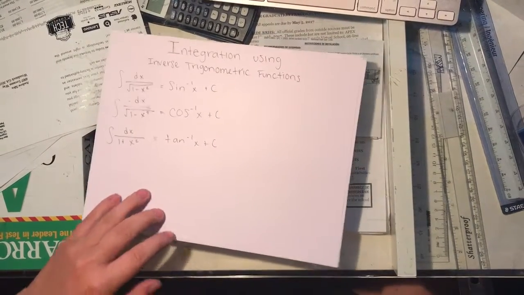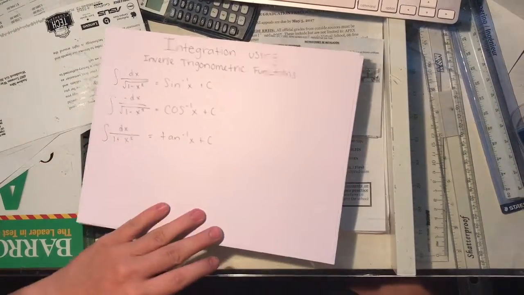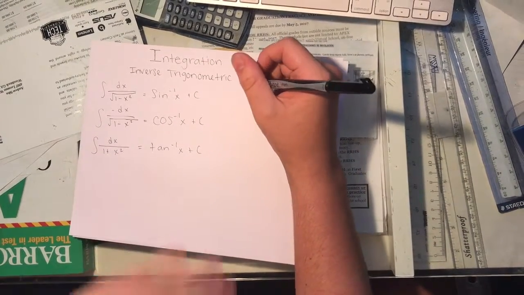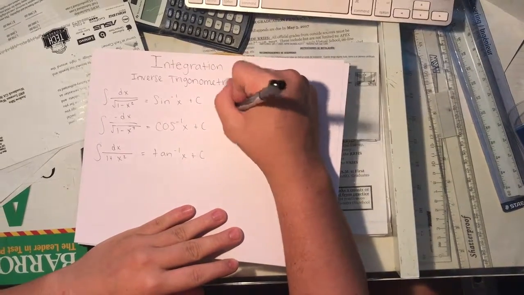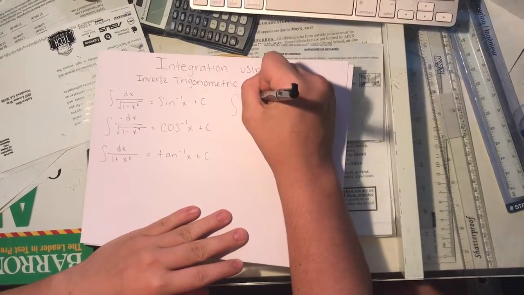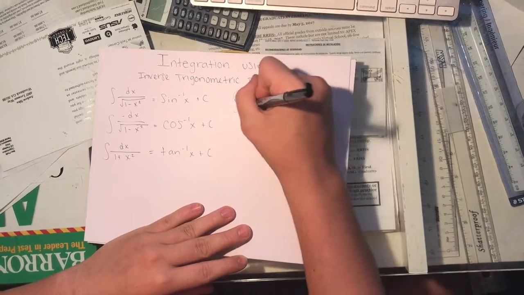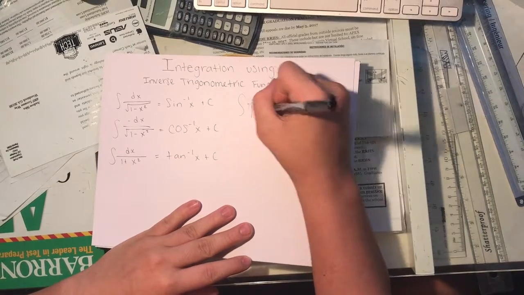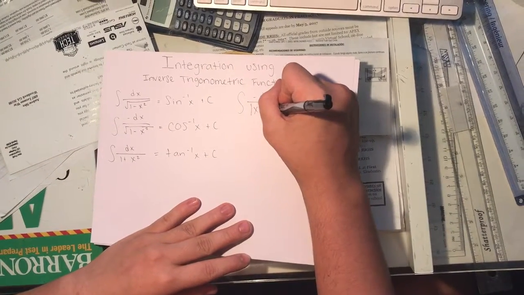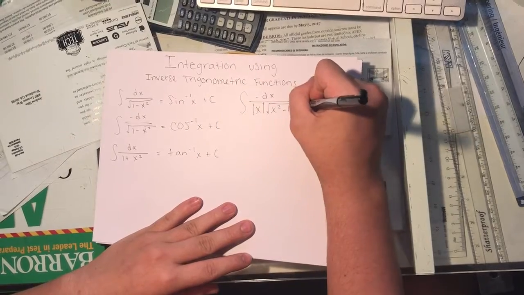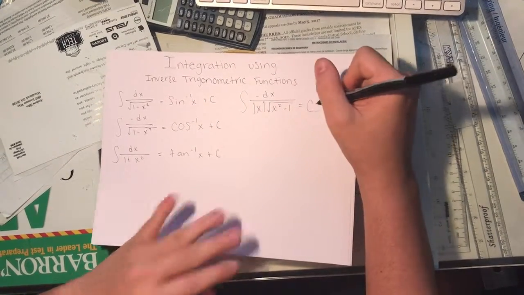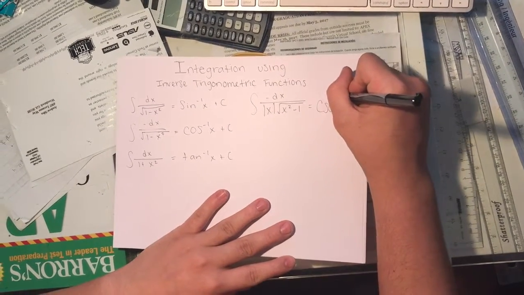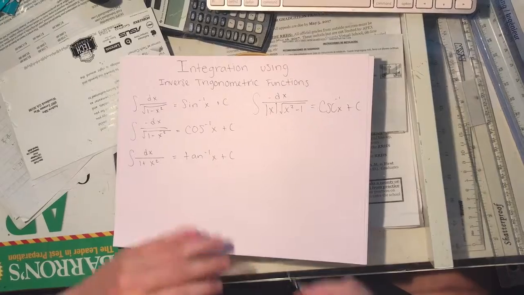And now that we're finished with the basic trig functions, we'll go over to cosecant. So the cosecant equation is going to be the integral of negative dx over the absolute value of x times the square root of x squared minus 1, which equals the arc cosecant x plus c. So for the next one, it's going to be the arc secant.